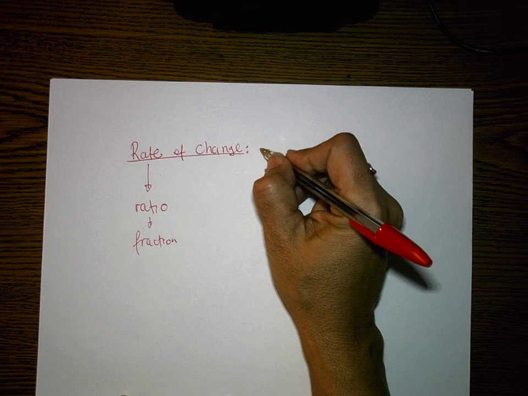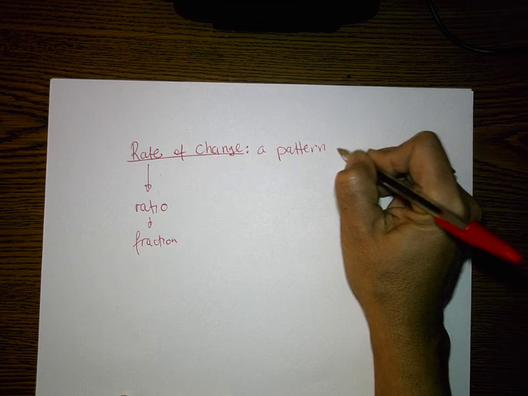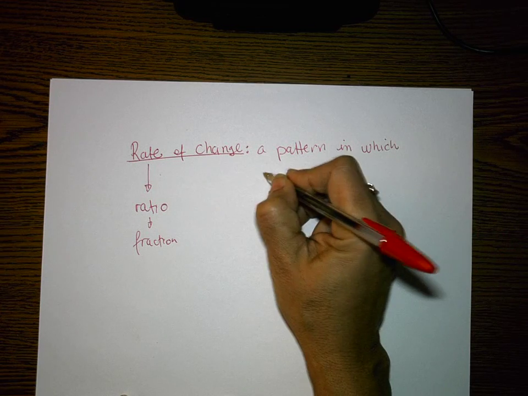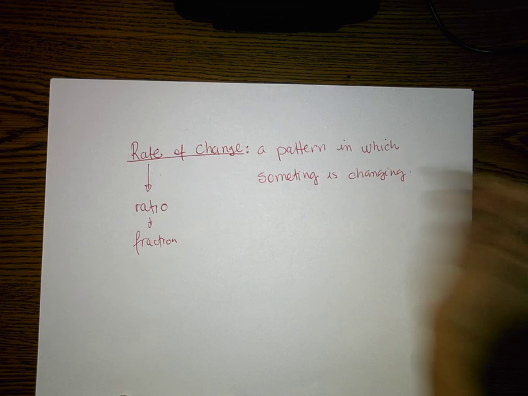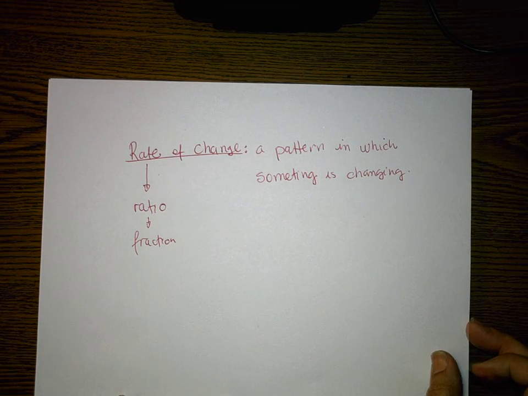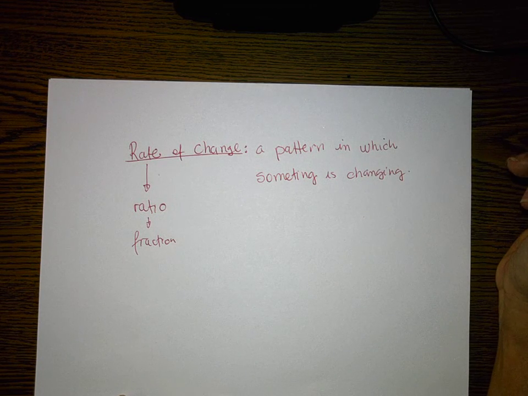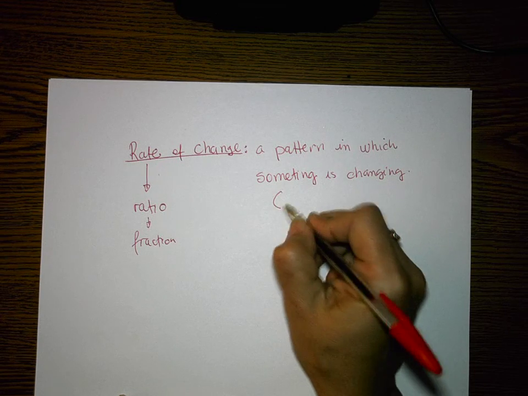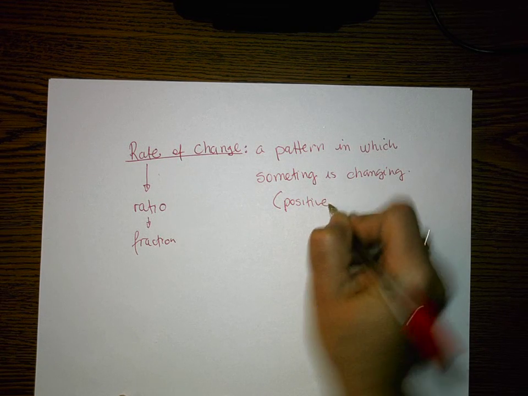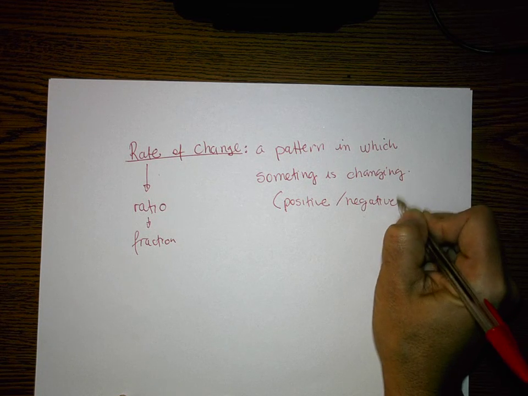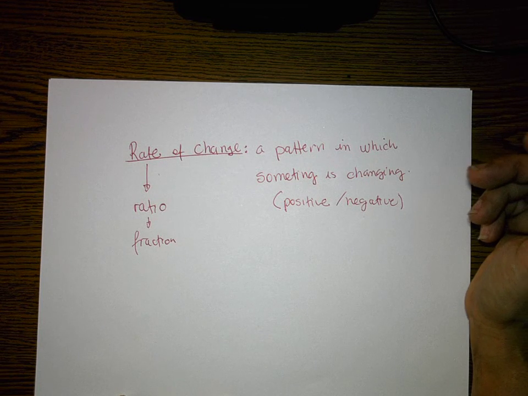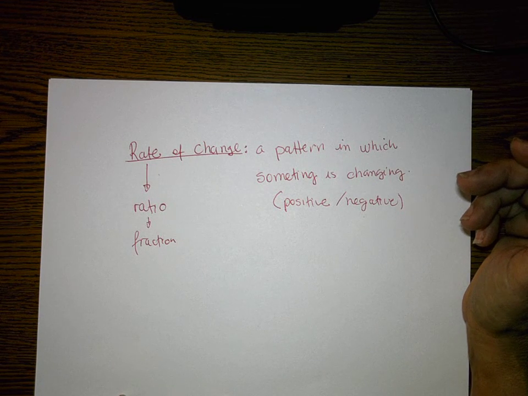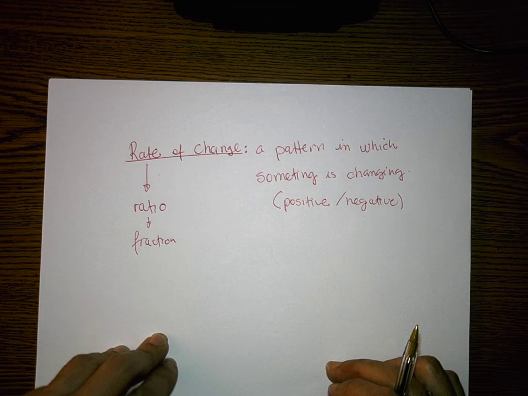All right. So this is a pattern in which something is changing. Something can either change in a positive way, or it can also change in a negative way. So I'm going to make myself a note. And something can also not change at all. For example, my paycheck. It doesn't change at all. Every month is the same. So a rate of change can be 0, not change at all, okay? So that is the definition of a rate of change.